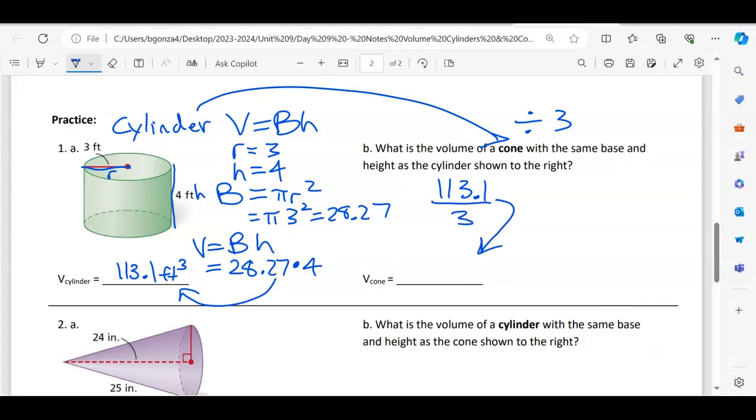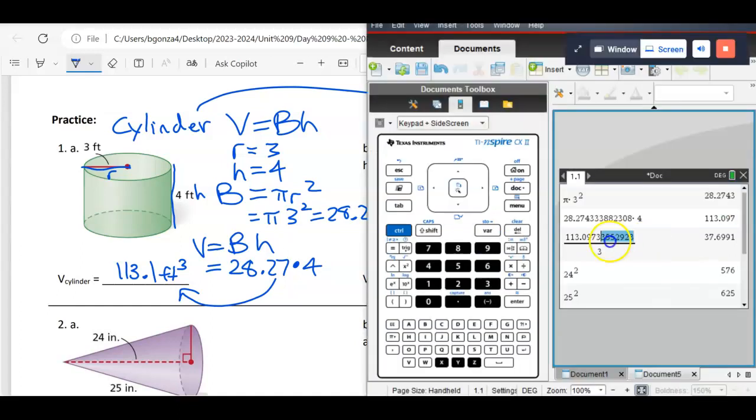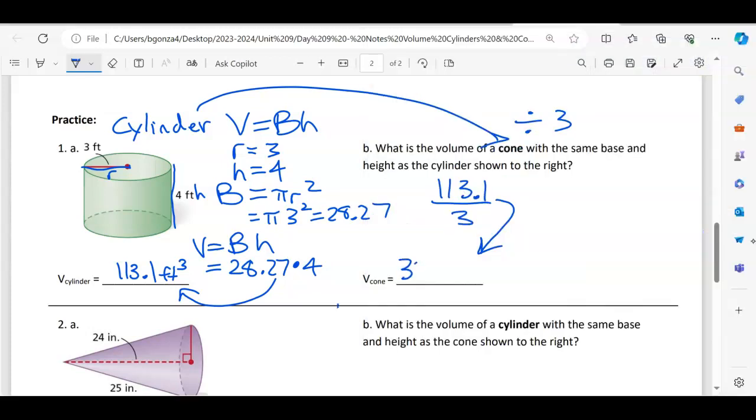Given the cylinder we just found, to find the cone with the exact same base and height, instead of having to type it all back in, you can just take that volume and divide it by 3, which I did, and I got 37.7 once it rounds. What are my units of measure again? Feet cubed. Cool. All right.